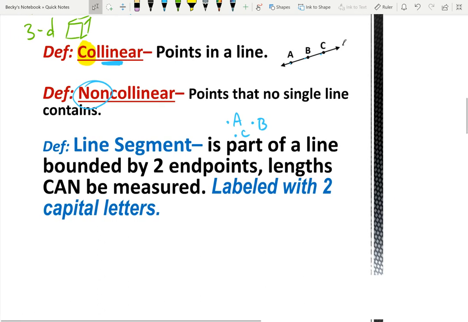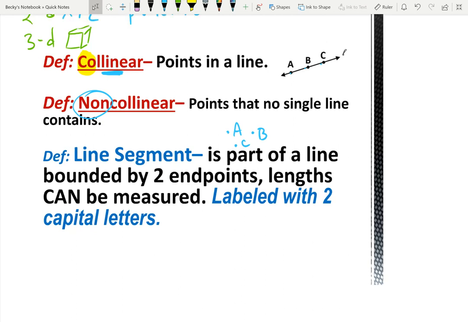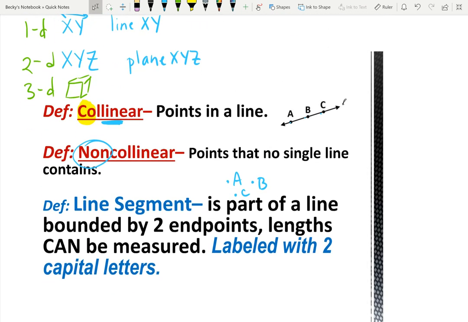All right, line segment, next vocab word. It is part of a line bounded by 2 endpoints. Okay, so this can be measured. Whenever we do lines, you can't measure it because it doesn't stop. It goes on forever. And no, technically you can measure it from like the end to the end, but the arrows mean it goes forever, so there's not technically an end.